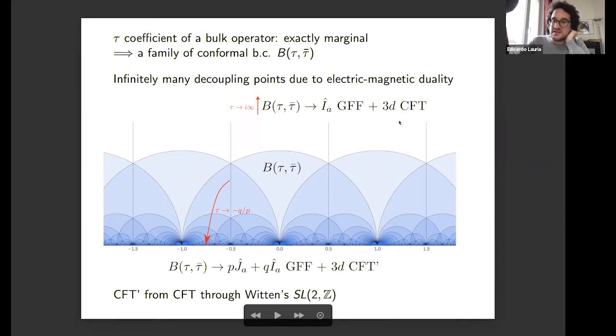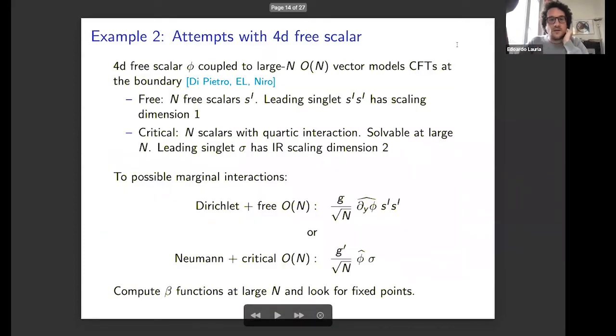What you obtain is an infinite family of three-dimensional CFTs that are all related to the initial one by an SL(2,Z) transformation. Okay, so that was fun, but after all, it was just to convince you that things, even for such a simple theory, are definitely not trivial. So that's the only thing I want you to remember, in a sense.